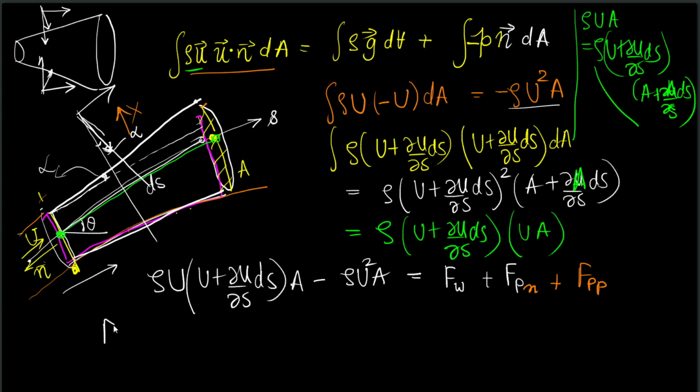So what is the force due to the weight? It will be equal to rho times g times the volume. Now the volume is equal to ds, which is the length of the segment, times the average area. So the average area will be A plus del A del S ds upon 2. So this is like the average area, but this points in the minus Ez direction.